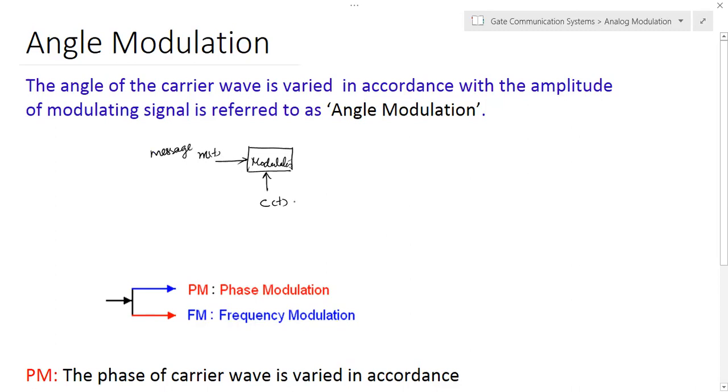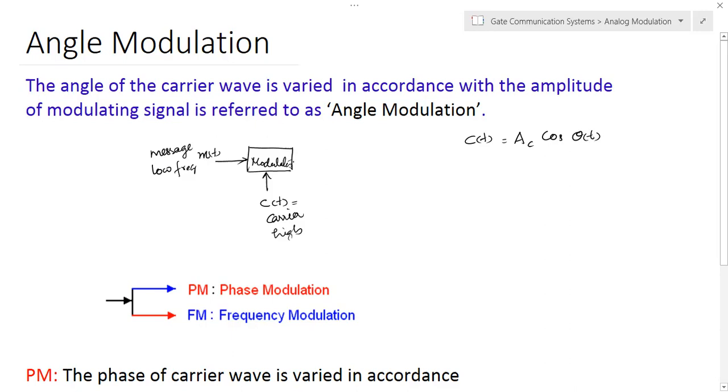M of t is a message signal, and C of t is the carrier signal, which is a high frequency signal. The message signal is normally a low frequency signal, and the carrier signal is usually a high frequency signal. In the case of analog modulation, the carrier signal is a sinusoidal waveform. Usually we write C of t in a general form: C of t is equal to Ac cos theta of t. The angle is written as a function of time.